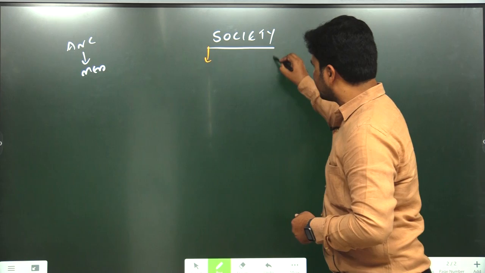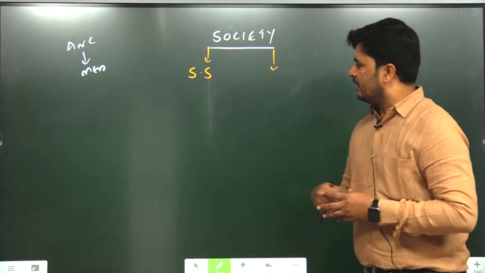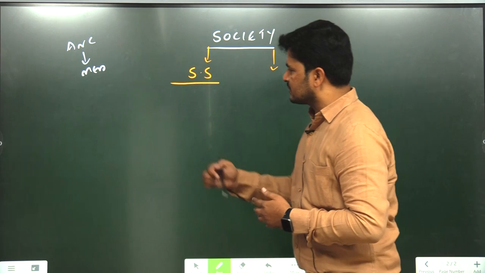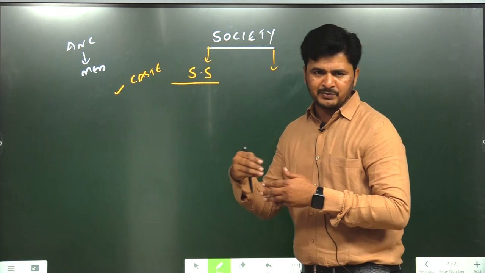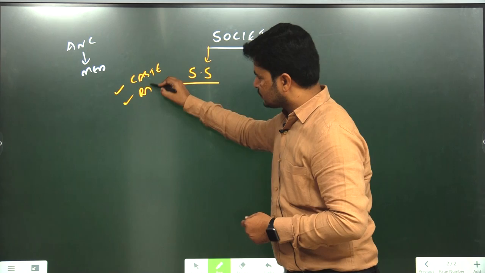One is social stratification. Stratification, classification you call it. Every society got classified on the basis of something. Maybe a few societies on the basis of caste. The best example, Hindu society: we have Brahmins, Kshatriyas, Vaishyas and Shudras. Caste was the base for Hindu society. When it comes to Islam, race was the base.